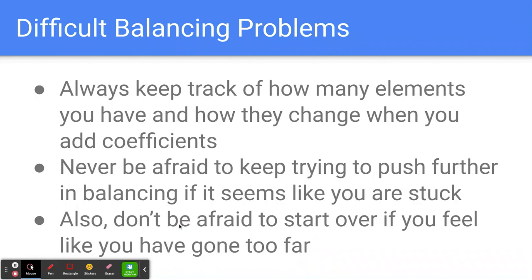Now, this next one is just some more tips. Always keep track of how many elements you have and how they change when you add coefficients. Remember that when you add a coefficient, it changes the number of atoms of everything that you have there. Never be afraid to keep trying to push further in balancing if it seems like you're stuck, but at the same time, don't be afraid to start over if you feel like you've gone too far. Try to go as far as you can, but if there's a point where you feel like it's not going to go any further, then just erase everything you have and try again.